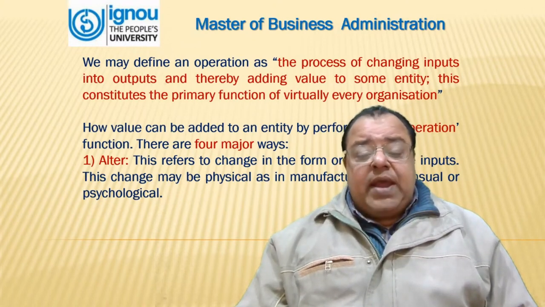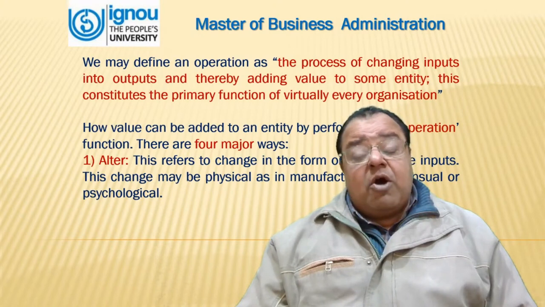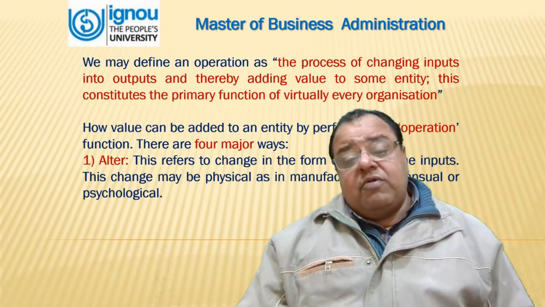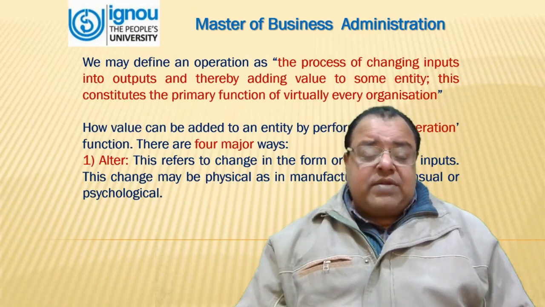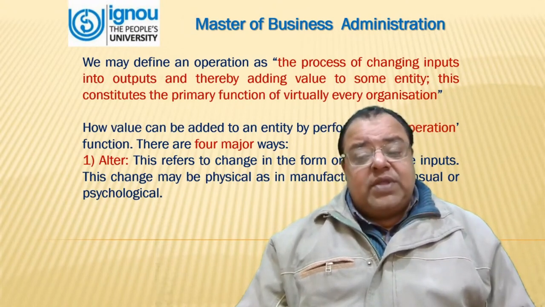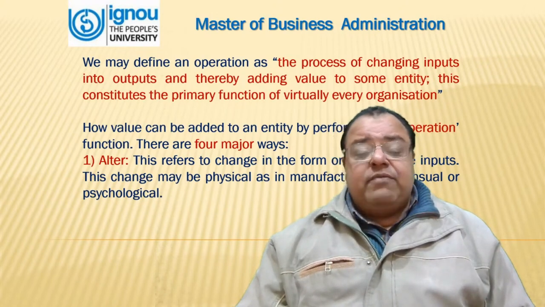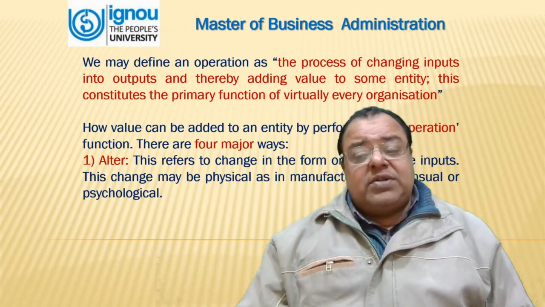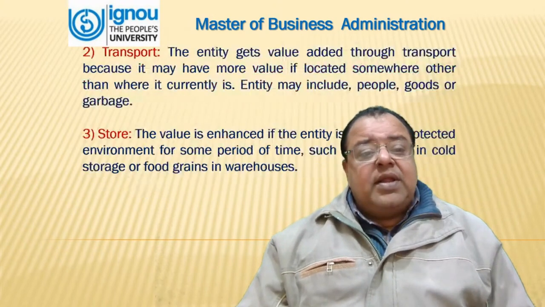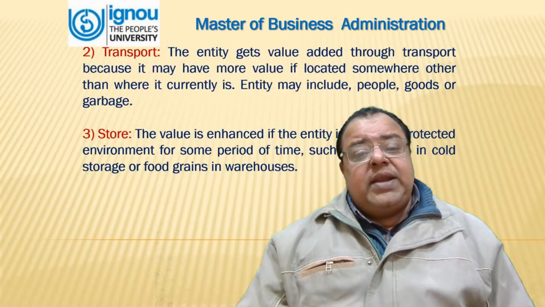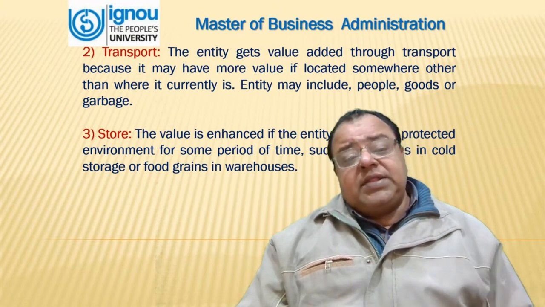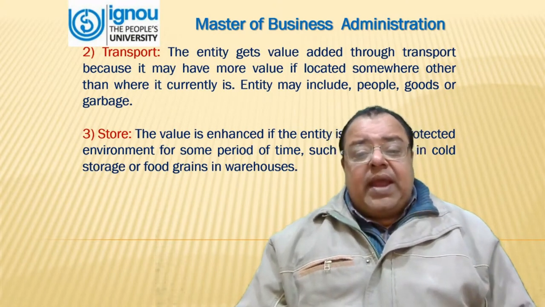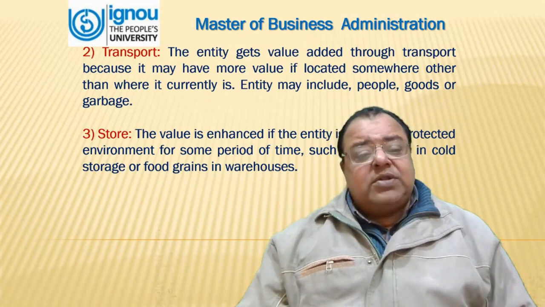How can value be added to an entity by performing an operation function? There are four major ways. First one is to alter. This refers to change in the form or state of the inputs. This change may be physical, as in manufacturing, or sensual or psychological. Number two is transport. The entity gets value added through transport because it may have more value if located somewhere other than where currently it is. Entity may include people, goods, or garbage.